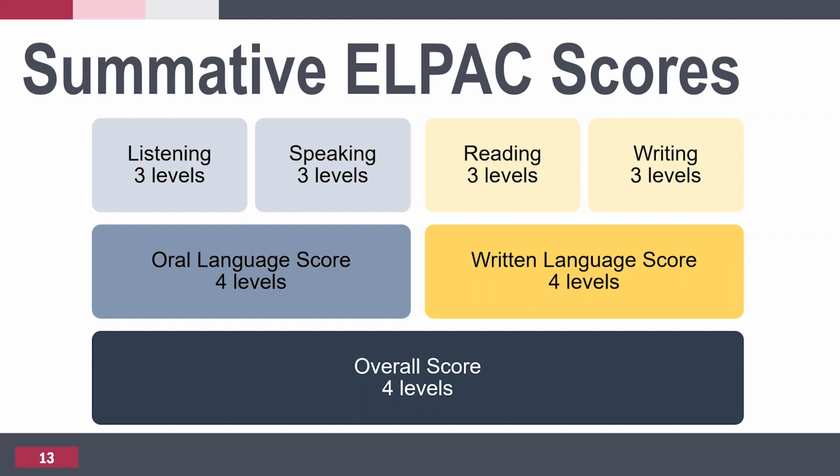Listening and speaking combine to make the oral language composite score. Reading and writing combine to make the written language composite score. And at these composite levels, students will get a score and a performance level. Oral language and written language composite scores combine to make the overall score. The overall score will also fall into one of 4 levels. The levels for the overall score and the composite scores are called level 1, level 2, level 3, and level 4.